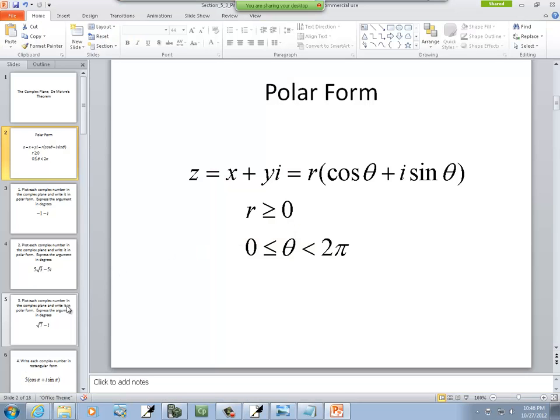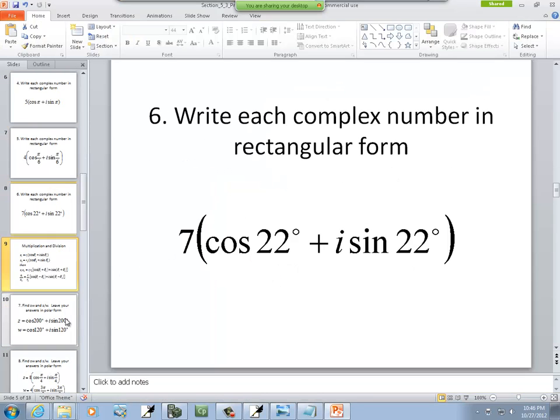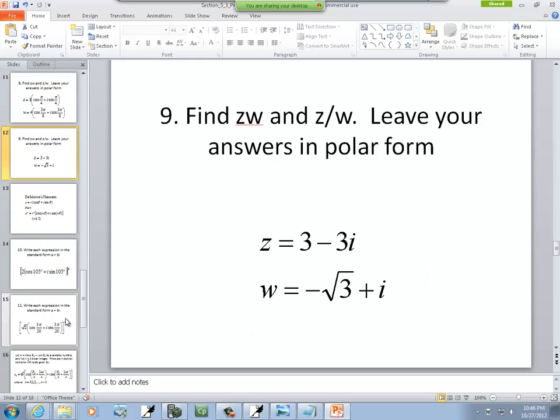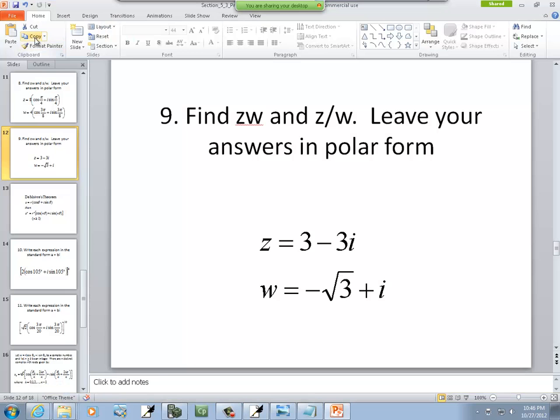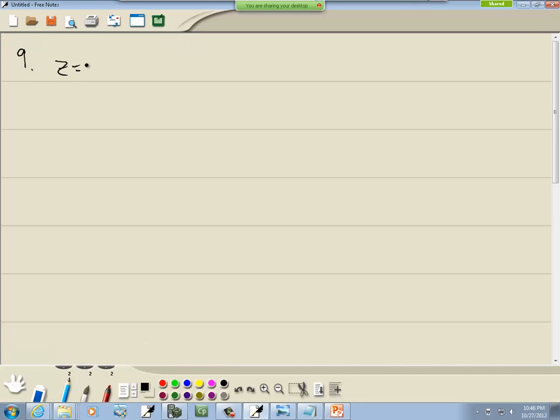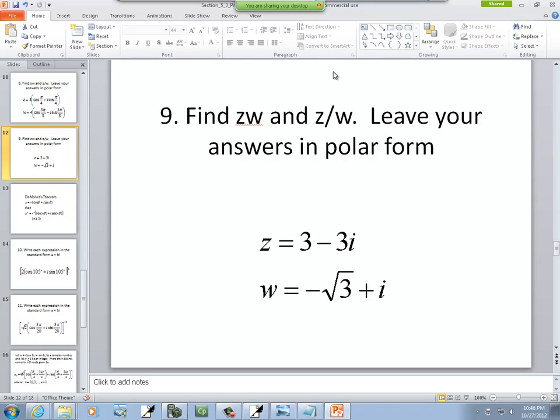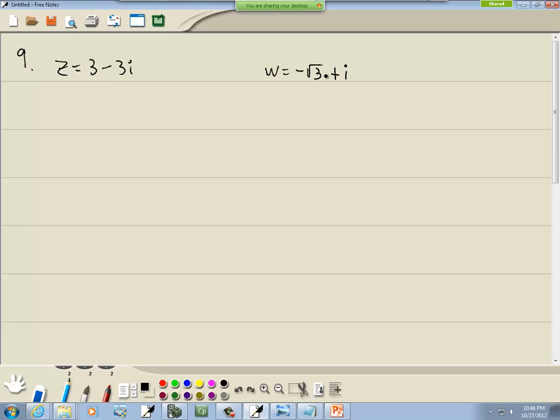And then let's look at our next problem. Okay, let's look at this one. So we got z is equal to 3 minus 3i, and we got w is equal to negative square root of 3 plus i. Well, in order to use our formulas, again, these have to be in polar form. So we have to go through and put them in polar form.